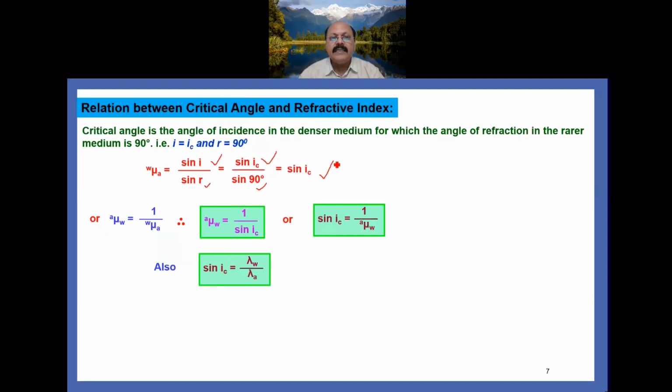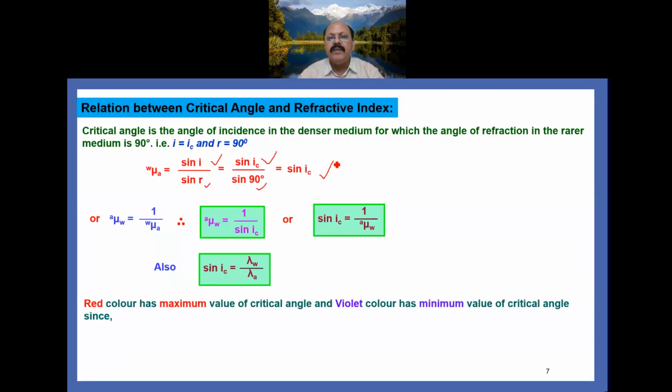Also we can say that sin ic equals lambda w upon lambda a, that is, in terms of the wavelength. Now the red color has the maximum value of the critical angle because the wavelength of the red color is maximum. Whereas the critical angle for the violet color has the minimum value as the wavelength of the violet color is minimum. So we have to remember this.